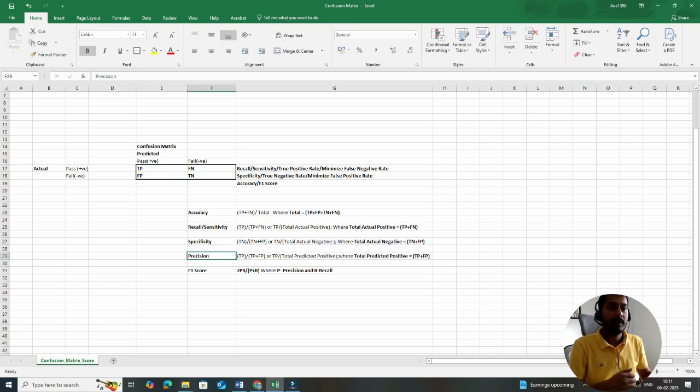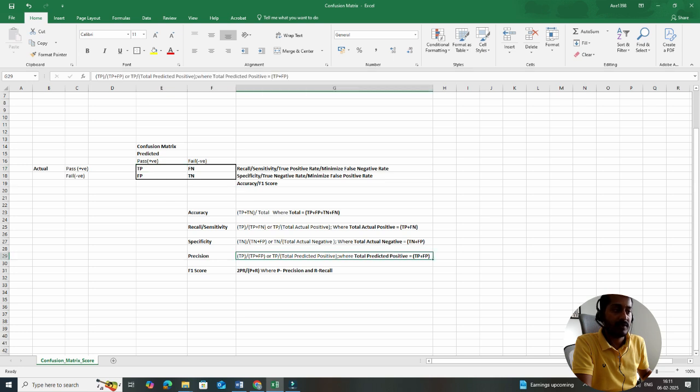Now we'll talk about the precision. Precision is calculated as true positive divided by true positive plus false positive. This true positive and false positive together are considered as the total predicted positive. You can see this here.